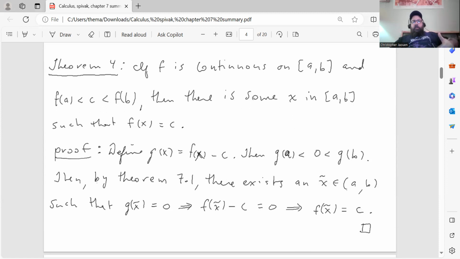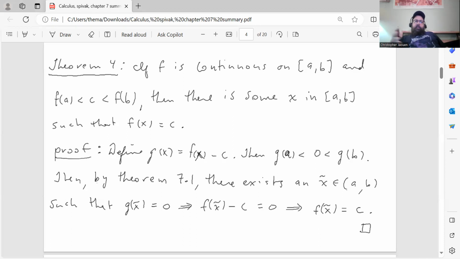The first few, their proofs are pretty straightforward and short because they follow almost directly from the theorems that we just looked at. Here's theorem 4. If f is continuous on the closed interval from a to b and f of a is less than c is less than f of b, then there's some x in the closed interval from a to b such that f of x is equal to c. And the proof, like I said, follows directly from theorem 1. So what we do first is we define a new function, we call it g of x, and we define that to be f of x minus c.